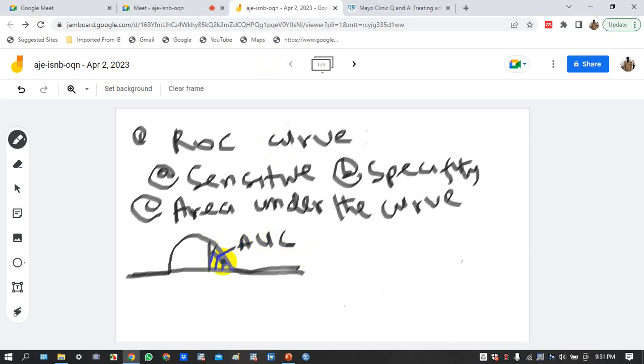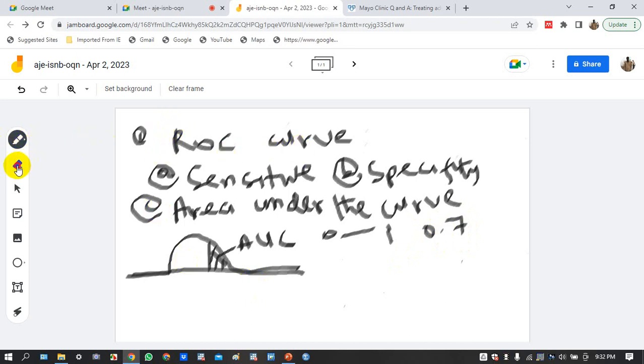So we mean that if they are over here, area under the curve runs from 0 to 1. So if you have about 0.7, it means that it's a very good diagnostic tool. Okay, so I've finished with ROC.